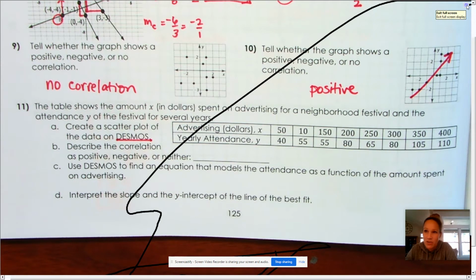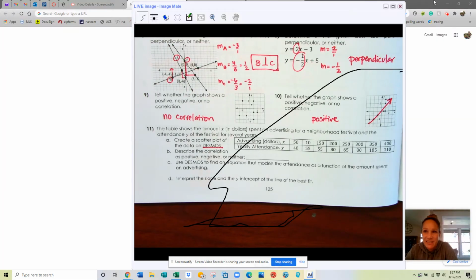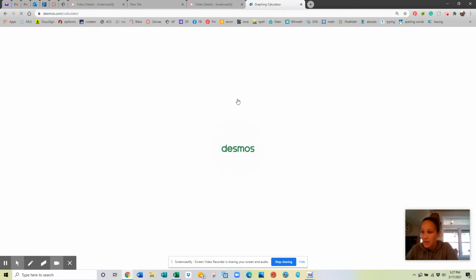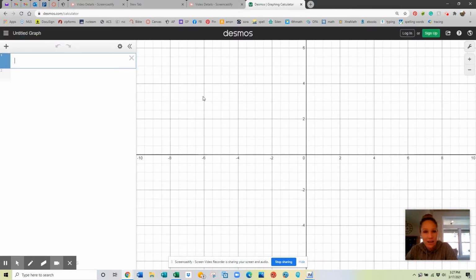Exit full screen. Let's go over to Desmos. And we're going to go to the graphing calculator. And then I'm going to hit the plus sign to get a table. And the table will allow us to enter those values.